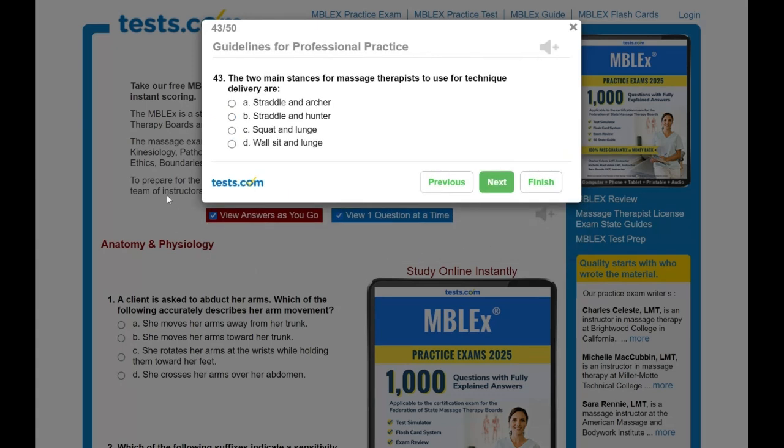Guidelines for professional practice. Question 43. The two main stances for massage therapists to use for technique delivery are A. Straddle and archer. B. Straddle and hunter. C. Squat and lunge. D. Wall sit and lunge.